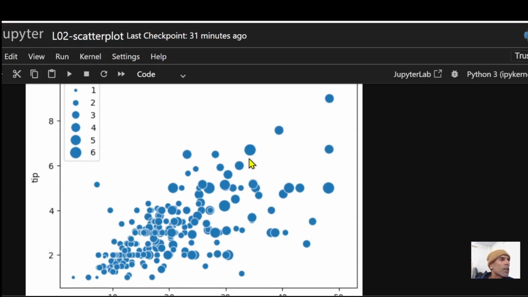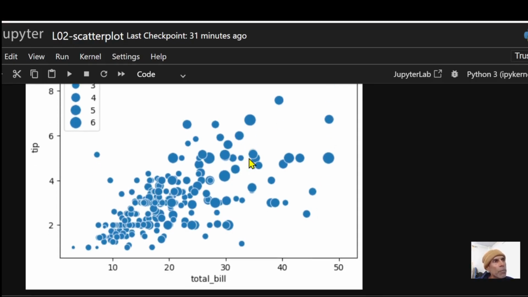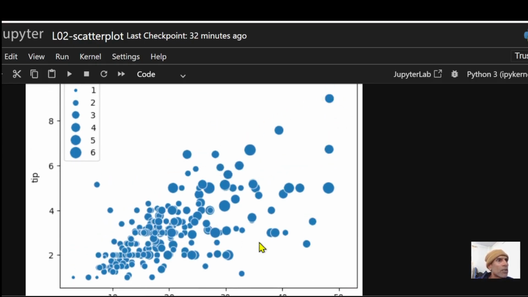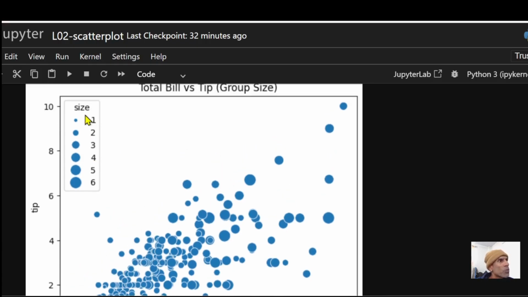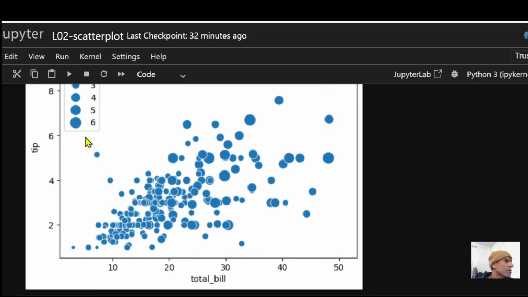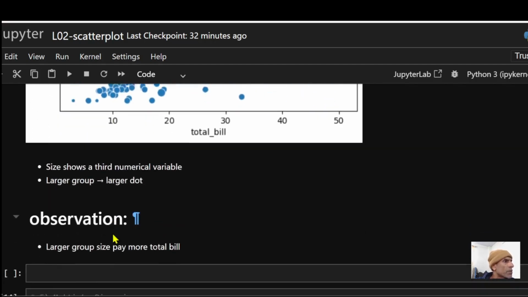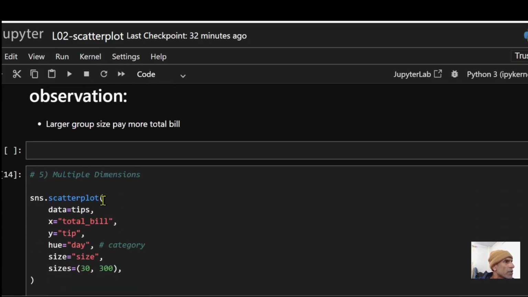So let's say you have a lot of people coming to a restaurant, of course they're going to pay more money, and their total bill is going to be higher. That's why you see big circles over here and smaller circles over here. A smaller circle means the group size was one or two or three maybe, and so they did not pay much money for the total bill.